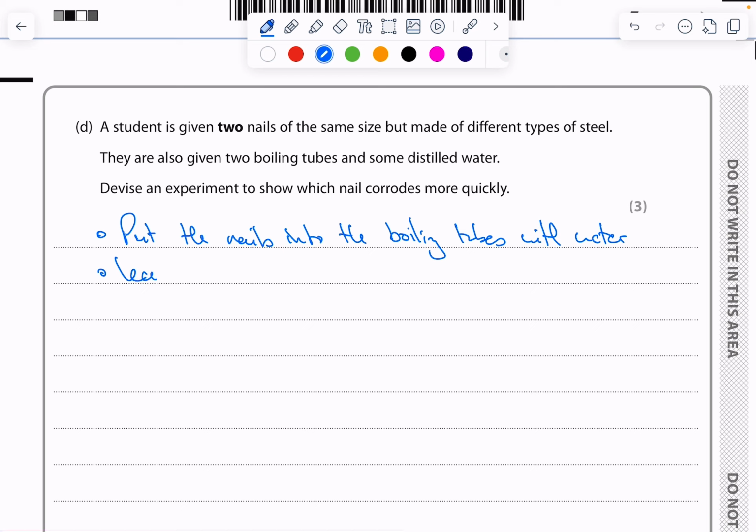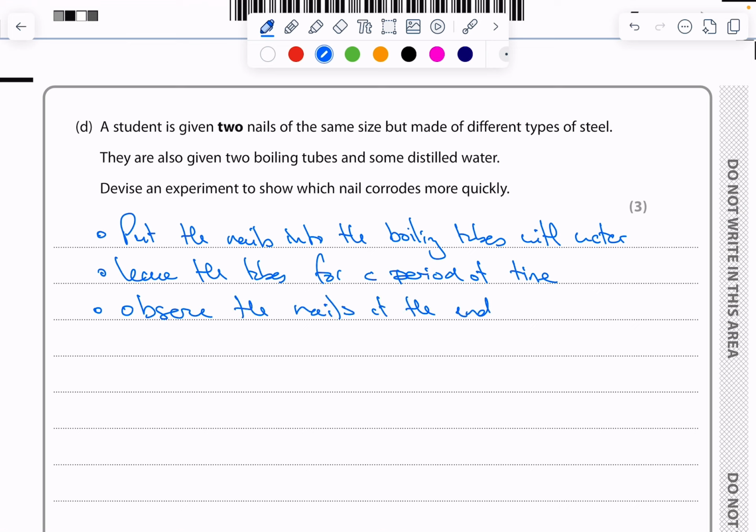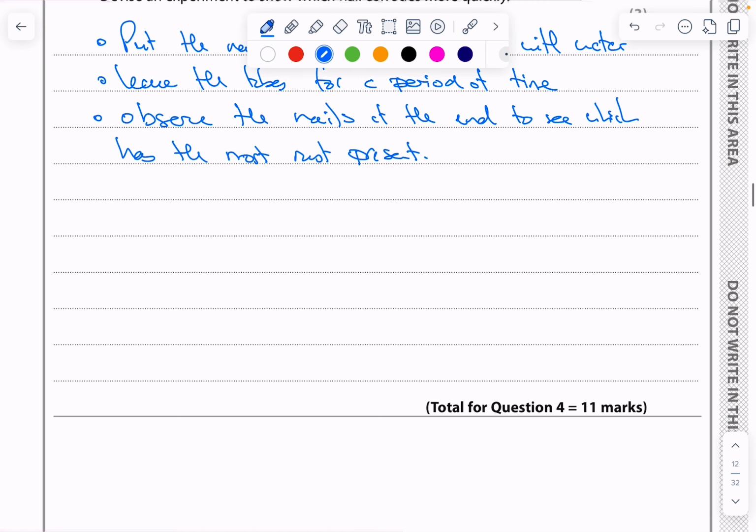You then leave the tubes for a period of time. So when we did it in class, we left them for a week. And then what you do is observe the nails at the end, and you're looking to see which nail would have the most rust. So look at nails at the end to see which has the most rust present. So there's one mark for each of the bullet points that I've listed in that particular response.